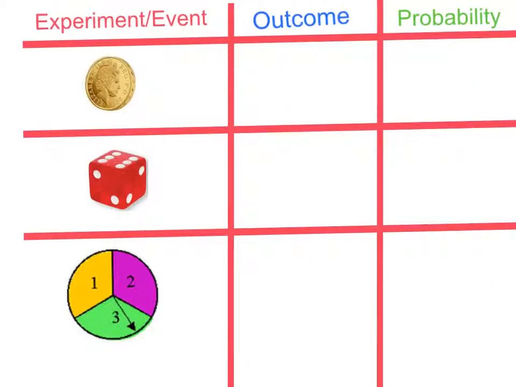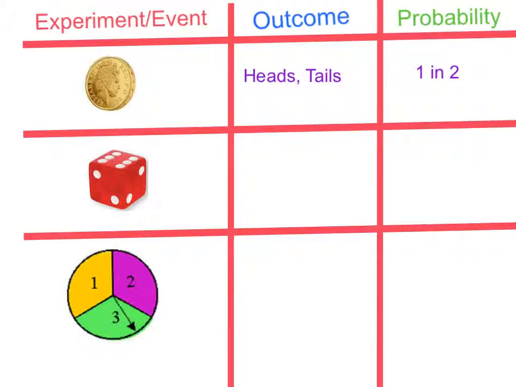Now we're going to look at different experiment or event types. As we look here, we have a coin. If I was to toss a coin, which is my event, my 2 possible outcomes are heads or tails. The probability of getting heads is 1 out of a possible 2 options. And my possibility of getting tails is 1 out of a possible 2 options. So that is my probability, 1 in 2.